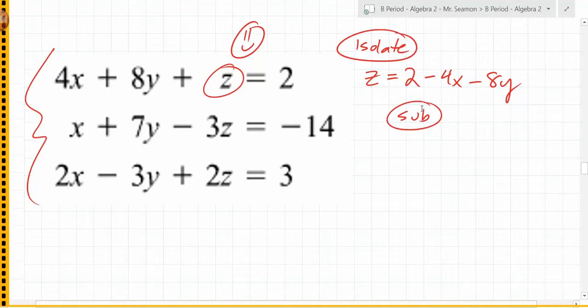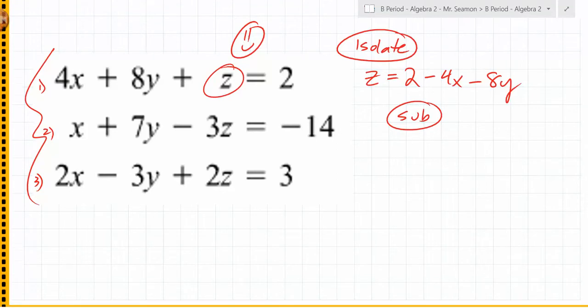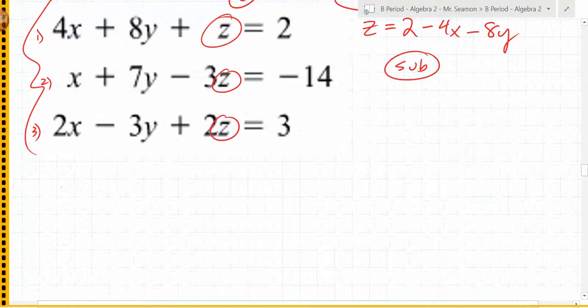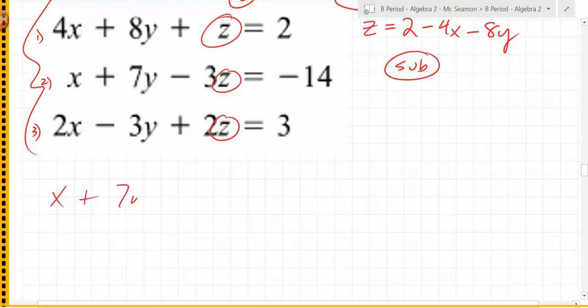Here's the change. Where are we going to plug this in? If we have equation 1, equation 2, and equation 3, where do you want to plug it in? Yeah, and no, we used 1 already. If we plug that back in, into both of them, if we plug them into z here and z here, what do we end up with? X plus, so this is the new line 2, minus 3 times what?